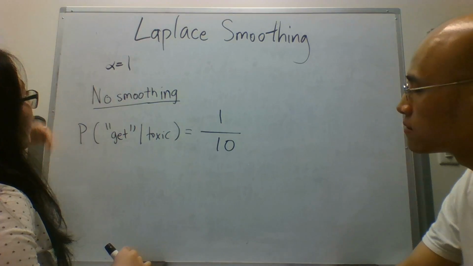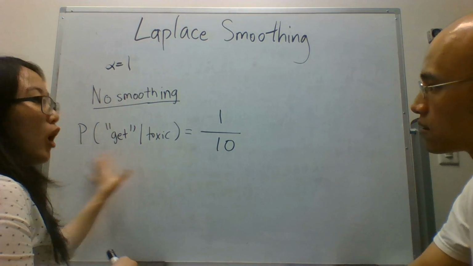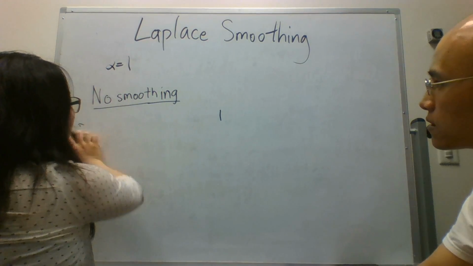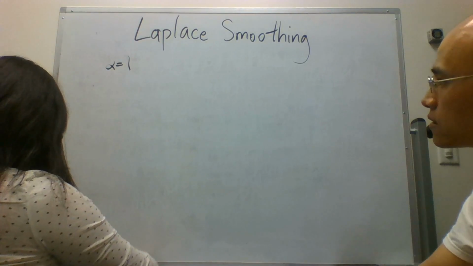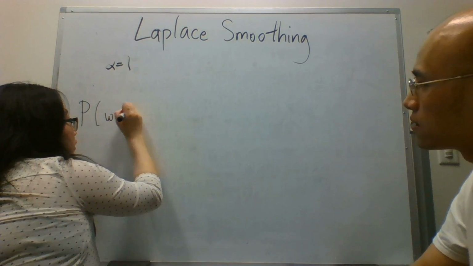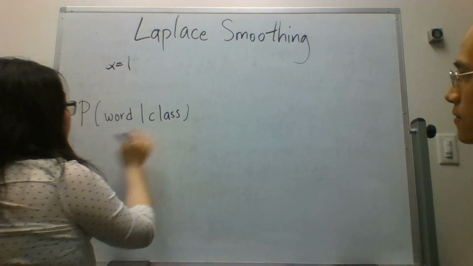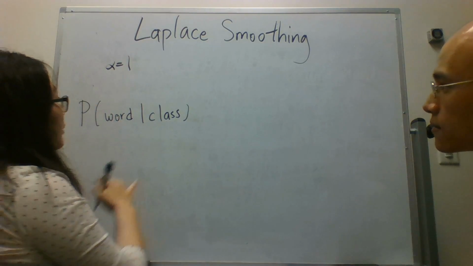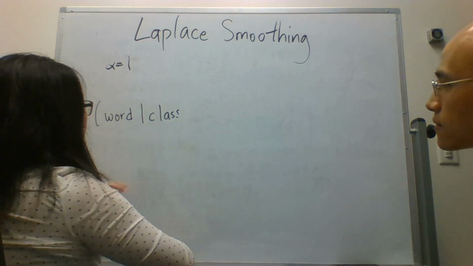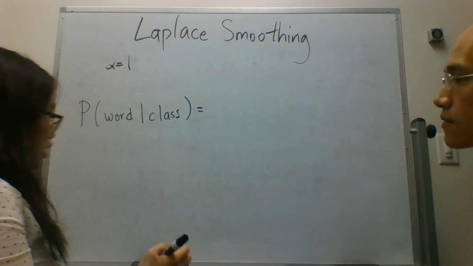But for our intents and purposes, because our vocabulary is so small, this is not what we're going to use. So I'm just going to erase this, and then we're going to go to what happens when we smooth. Given an arbitrary word and given an arbitrary class, the word here can be get, it could be away, or it could be a completely new word like fruit or something else. And of course, for our problem, our classes are toxic or not toxic.